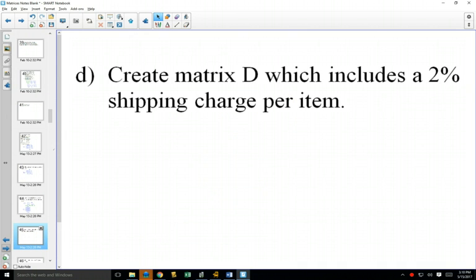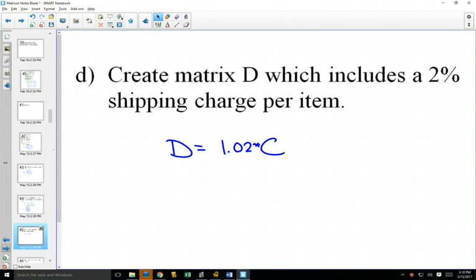Of course, now you want to charge them an additional shipping charge. So their total order, 2% is going to get added onto that. So if we call that a matrix D, we could get matrix D by just multiplying matrix C by 1.02, because that would add 2% to the original total order that you have.